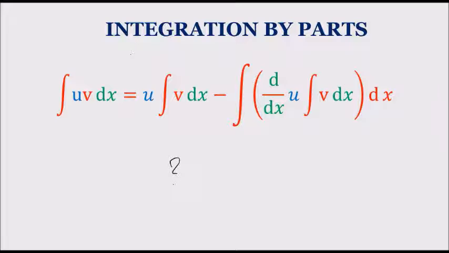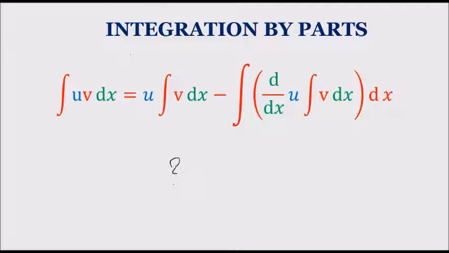That is, integration of uv dx is equal to u integration of v dx minus integration of d by dx of u, integration of v dx, whole dx.